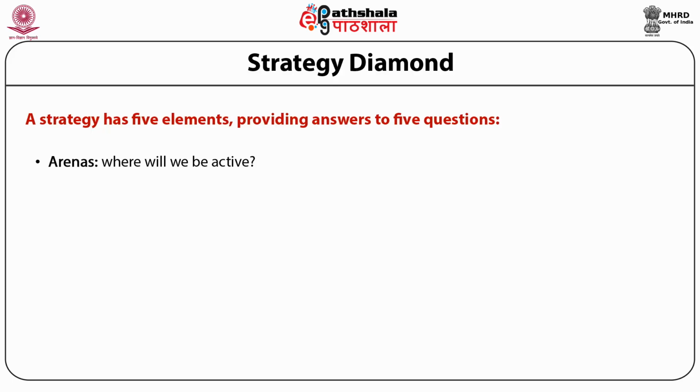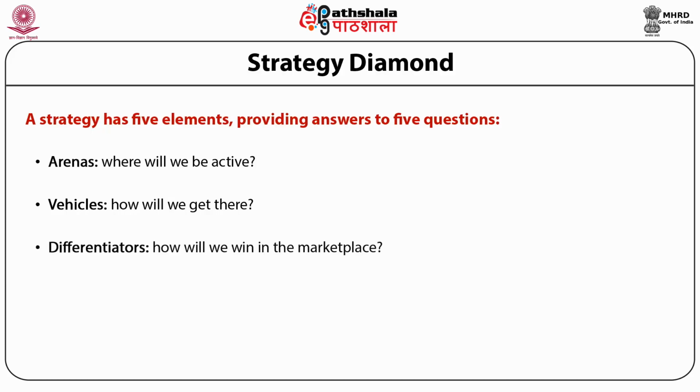The second element, it says, how will we get there? As in, what are the kind of vehicles we are going to use to reach our destination? Could it be joint ventures? Could it be alliances? Could it be mergers? Could it be acquisitions? The third element that the strategy diamond talks about is how will we win in the marketplace? And these, it says, are the differentiators. And those differentiators could be in forms of low cost, premium pricing, etc.